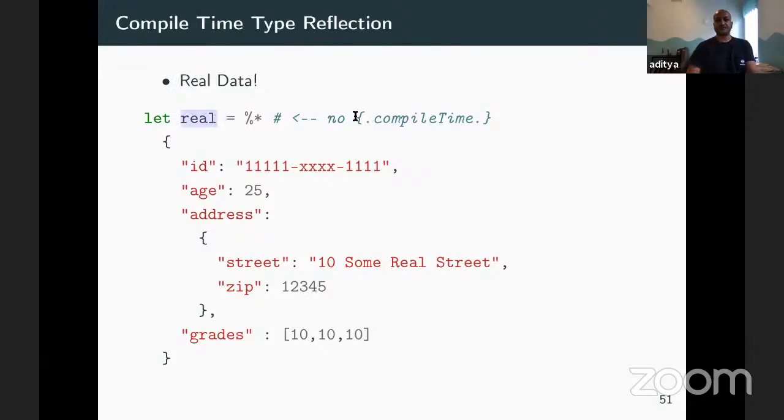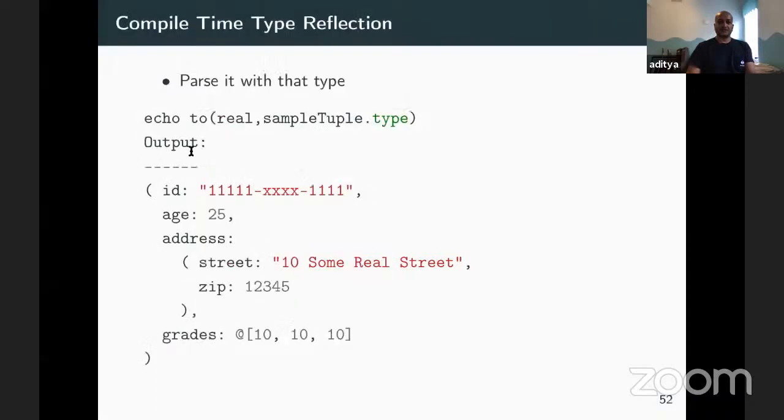The reason you know this is real data is because there's no compile time pragma here. Assume that we've read this in from some web service, like it's got an ID field and it's got these dashes in it and age of 25, all this other stuff, right? So now Nim provides this macro called to, which takes real data and a type. We can just pass in that type that we inferred from the sample data and use that to parse that real data into a Nim specific structure in a type safe way.